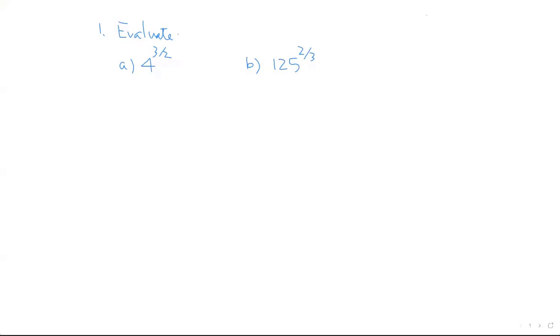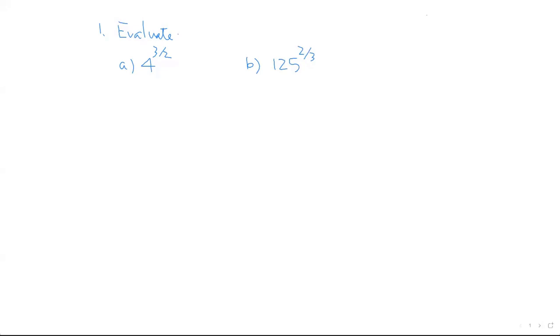Hello, everyone. In this video, we will look at how to simplify radicals and how to rationalize the denominator or numerator. So here, the first problem, we have a rational exponent, 4 raised to 3 over 2. So what does this mean?